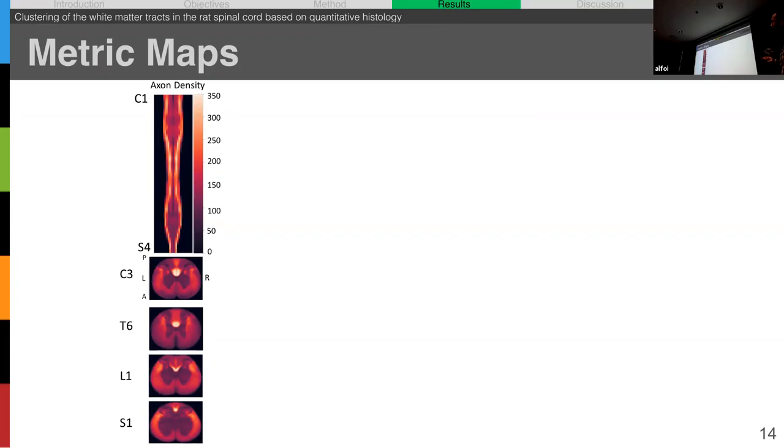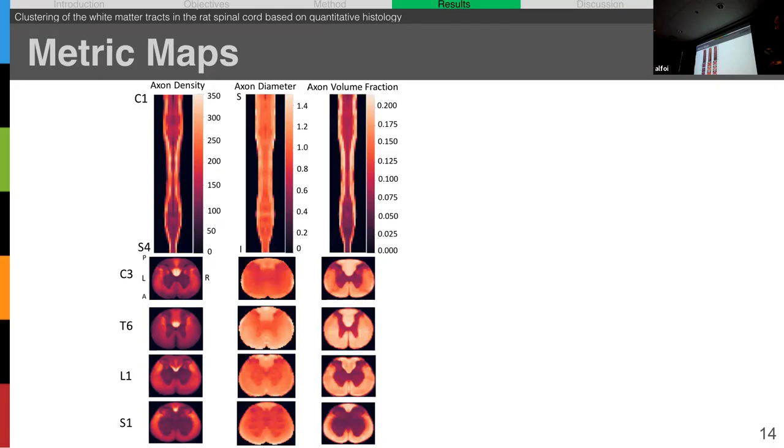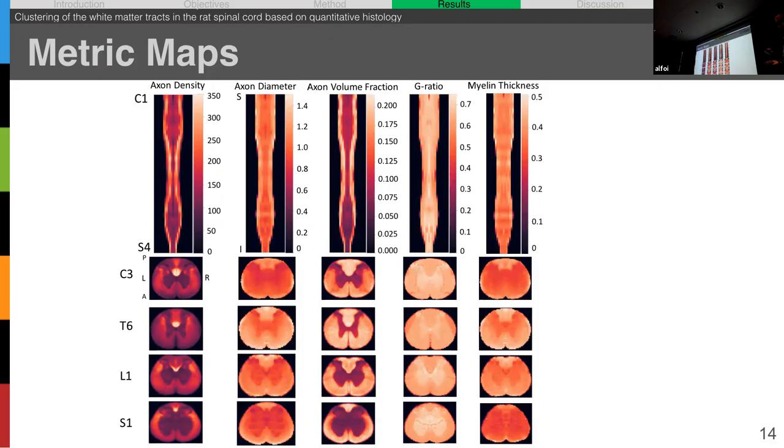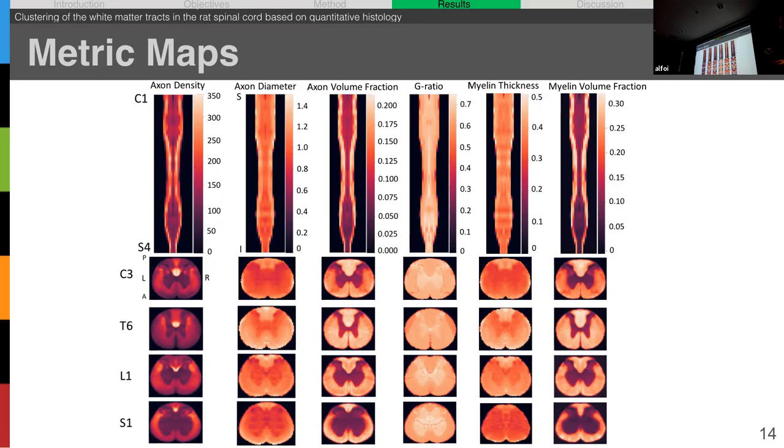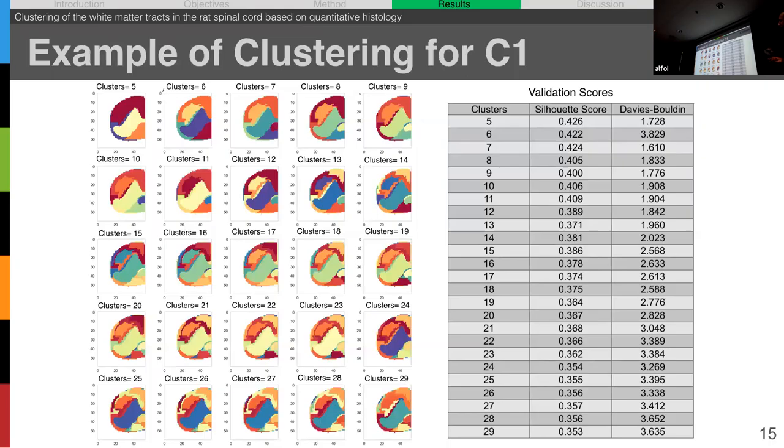What we're looking for is the variation of the metrics across the entire spinal cord slice. For example, in the corticospinal tract, we have a much higher axon density in comparison to the other tracts. This is the information that we want to use to be able to cluster on. This is what we're relying upon, that variation within the metric maps. We'll have this for all of our other metrics: axon diameter, axon volume fraction, g-ratio, the myelin thickness, and the myelin volume fraction on top of that.